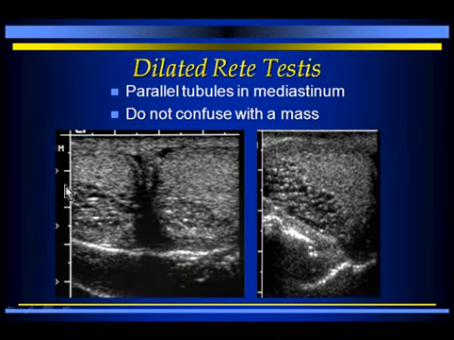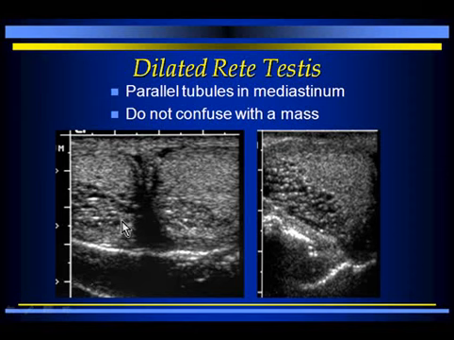We talked about in the anatomy of the testis that the mediastinum testis contains this network of tubules, the rete testis. The rete testis can become dilated, and that's what you're seeing here. Multiple dilated tubules. They're parallel tubules in the mediastinum. It's important not to confuse these with a mass. So often they're bilateral. Here's the midline view through the raphe, left testicle, right testicle, dilated rete testis on the left, dilated rete testis on the right. Do not mistake this for a mass.